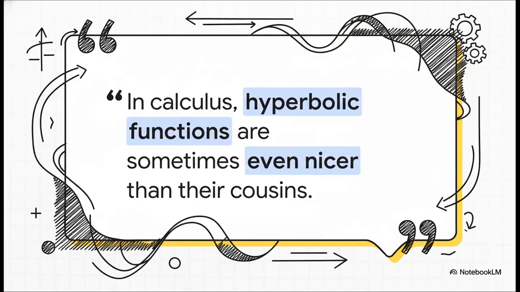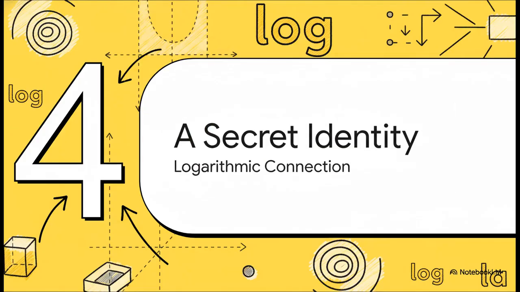And that's not just a neat little party trick. That elegant simplicity, getting rid of those alternating signs, is a huge deal. It makes solving all sorts of complicated problems in physics and engineering so much cleaner and way less likely you'll make a silly mistake. But wait, there's more.